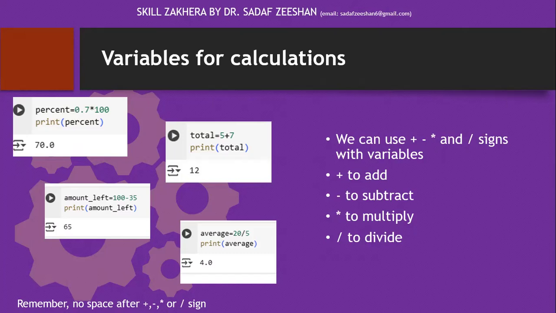When I perform a division using a variable average, and I say average is equal to 20 divided by 5, and I print the variable average, you see we also get a float value.